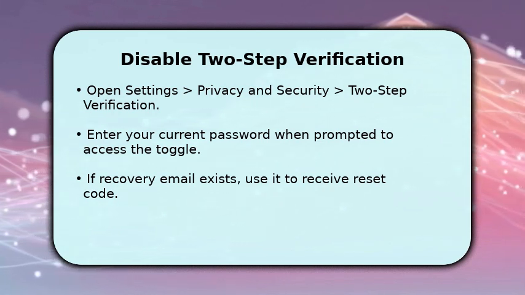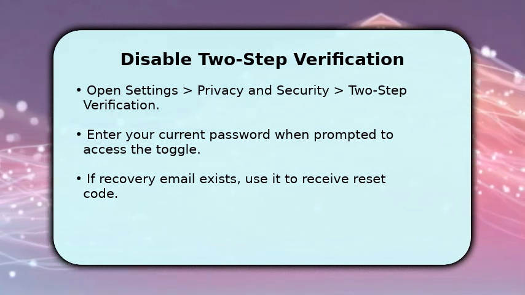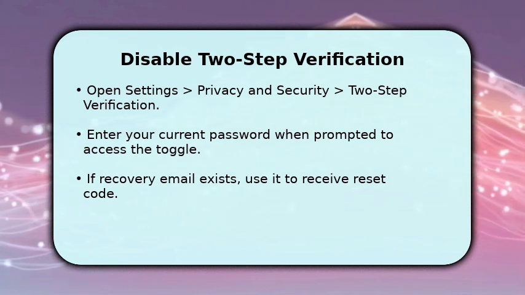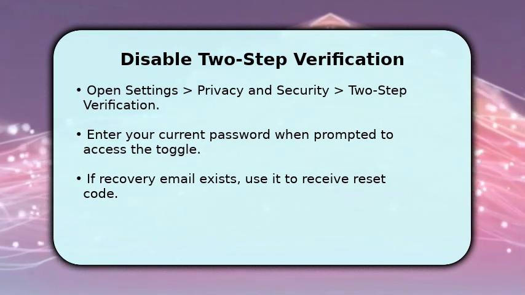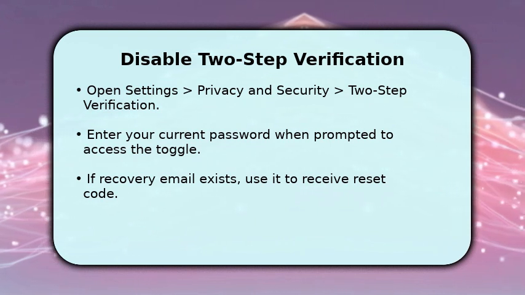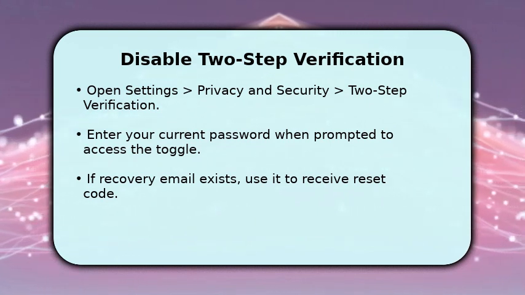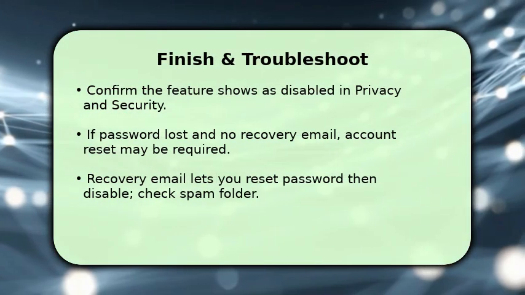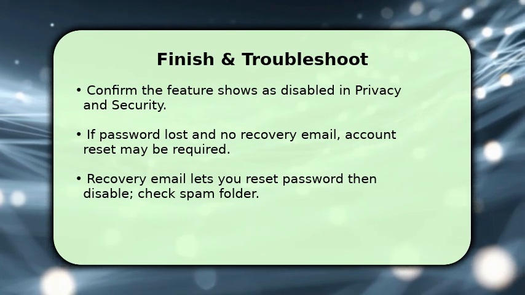If you configured a recovery email earlier and forgot the password, request the reset code to set a new password first, then immediately disable. Make sure you finish by confirming the two-step verification status reads Disabled in Settings. Log out and back in to verify behavior.